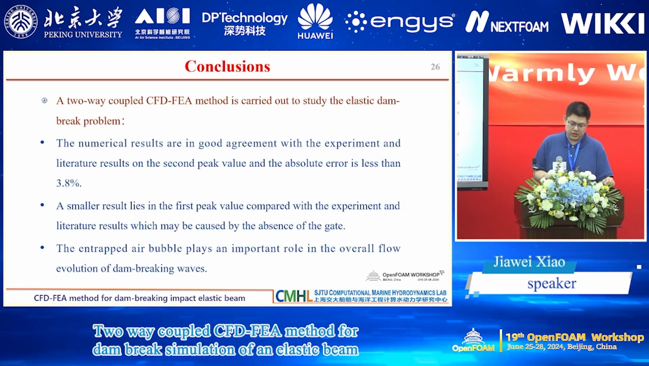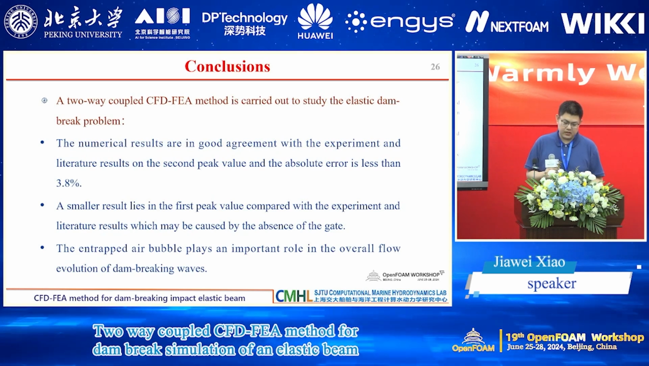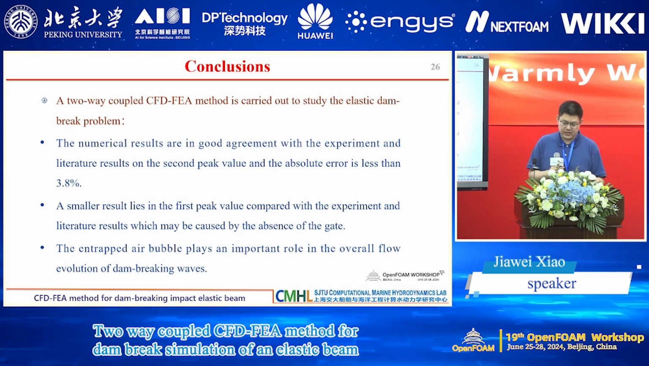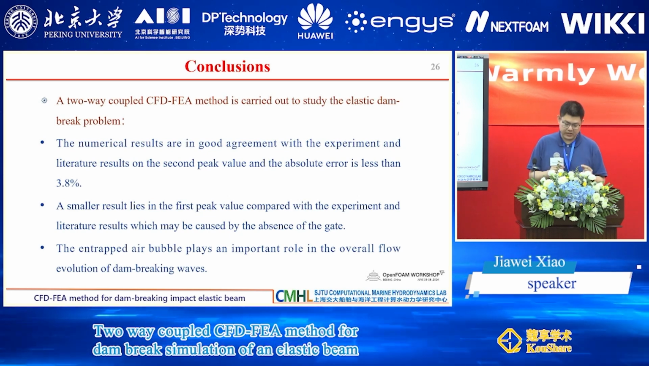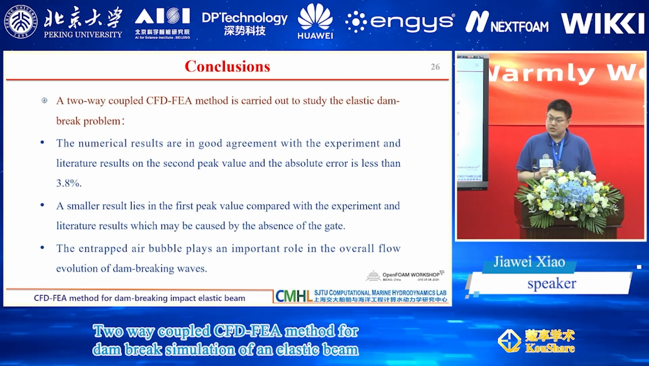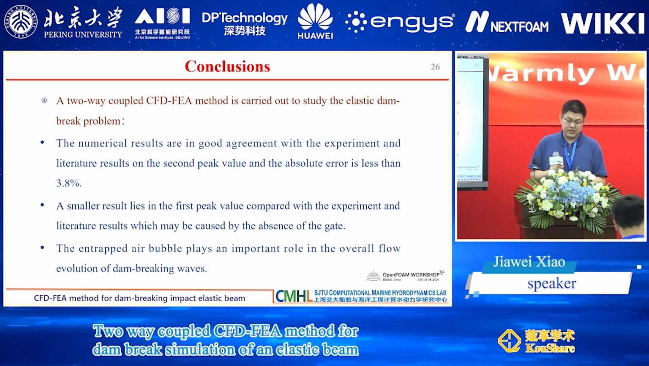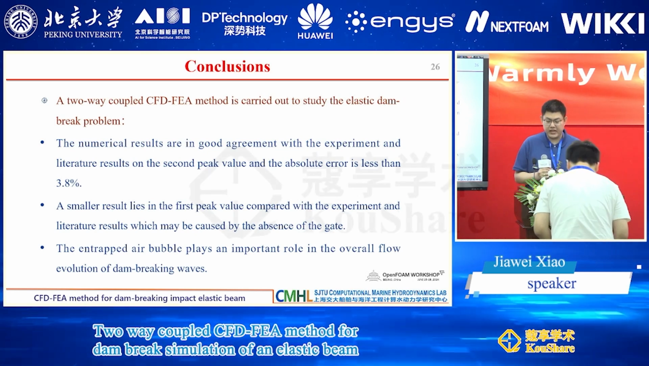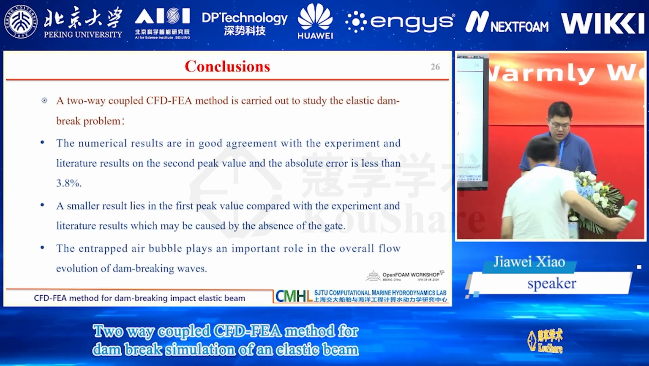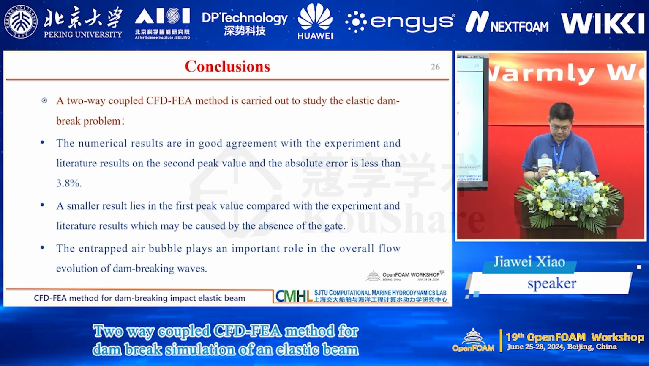And then we come to the conclusion. The proposed method is carried out to study the problem, and the numerical results are in good agreement with the experiment and the literature results on the second peak. And the absolute error is less than 3.8%. A smaller result lies in the first peak value compared with the experiment and literature, which may be caused by the absence of the gate. And the entrapped air bubble plays an important role in the overall flow evolution of the dam breaking wave.